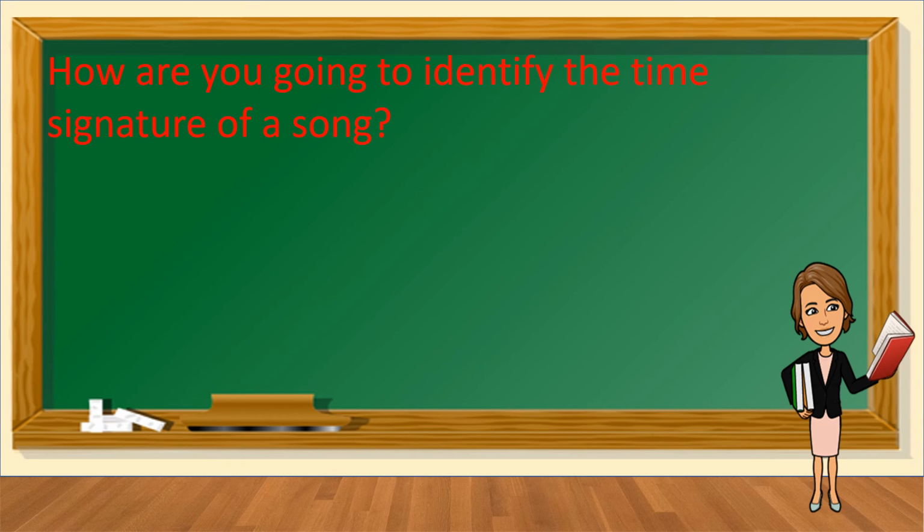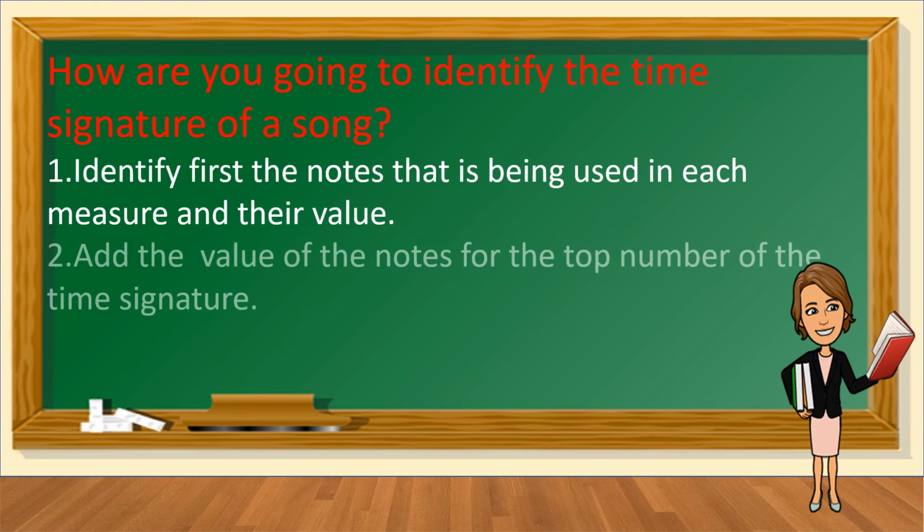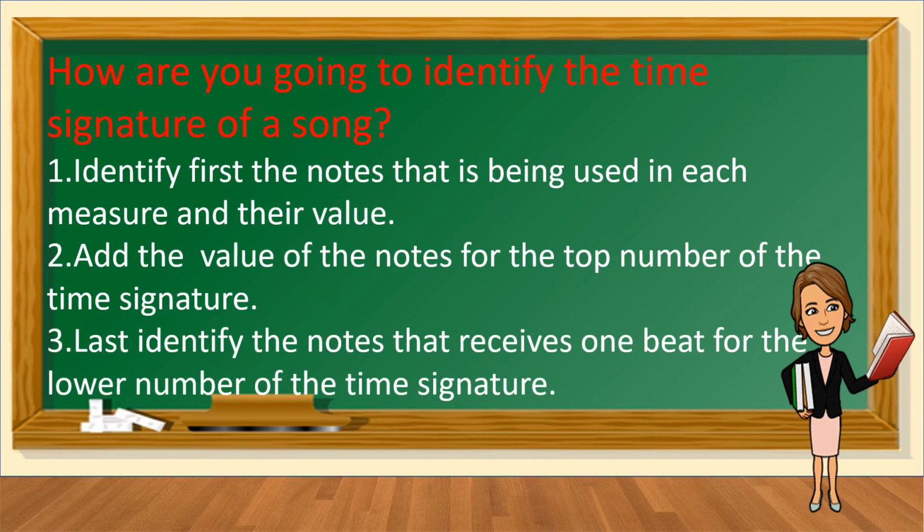How are you going to identify the time signature of a song? First, identify the notes that are being used in each measure and their value. Second, add the value of the notes for the top number of the time signature. And last, identify the note that receives 1 beat for the lower number of the time signature.